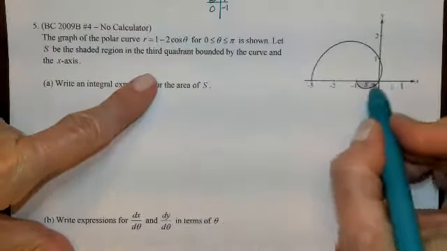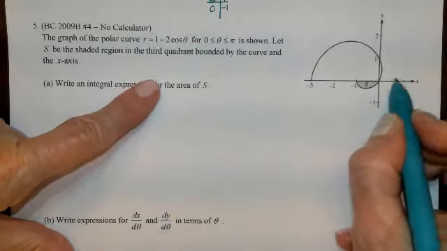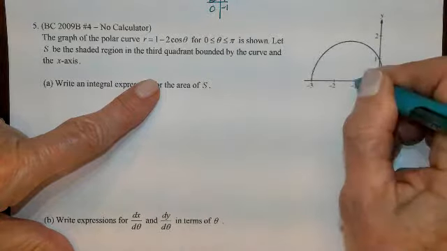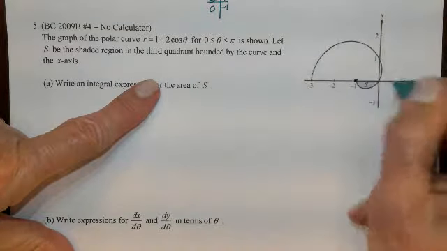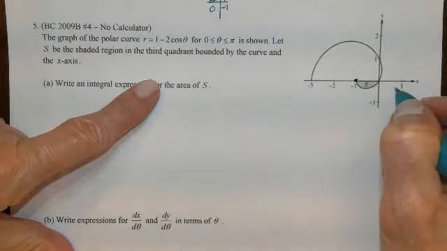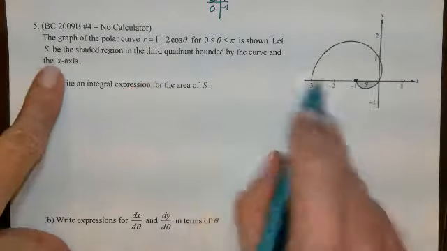So when you're graphing that, here's theta equals 0, we go on the other side of the origin to negative 1. So this is where we're starting. That is theta equals 0. And it describes S, the shaded region here.